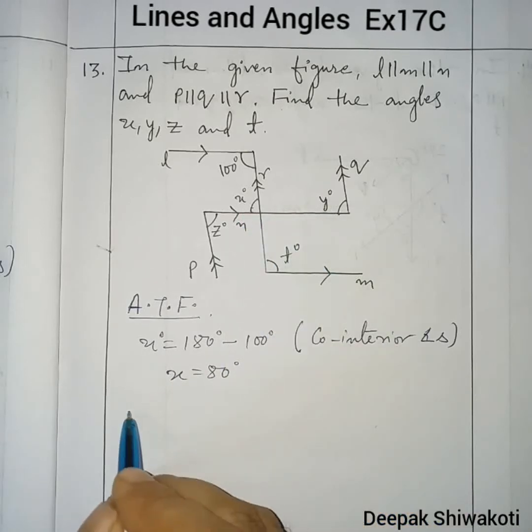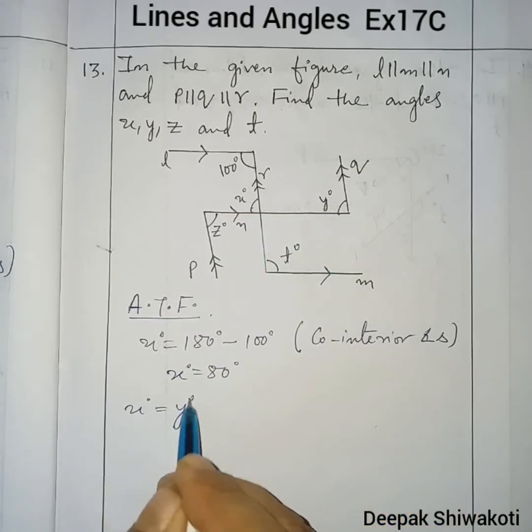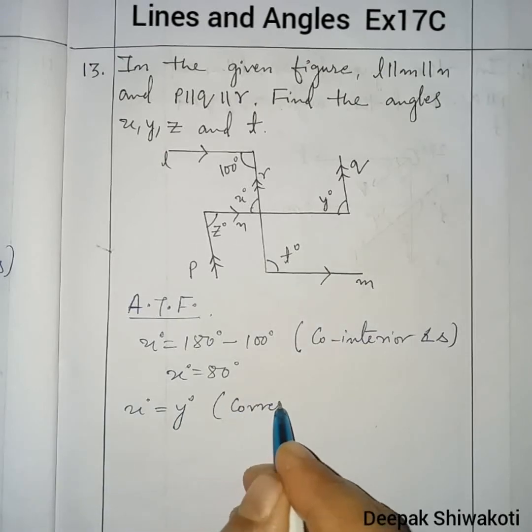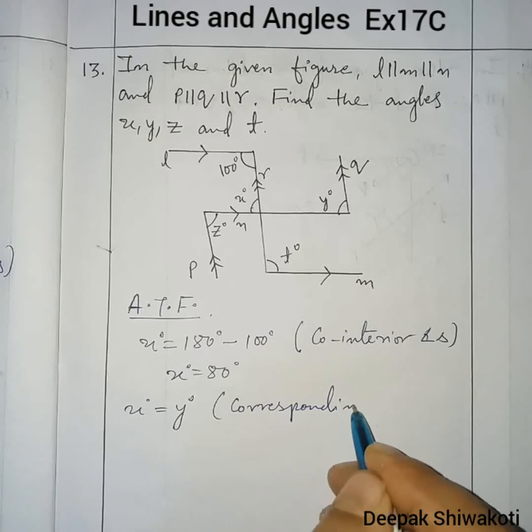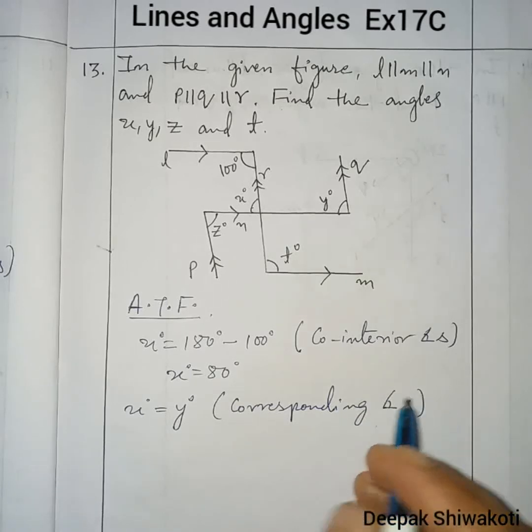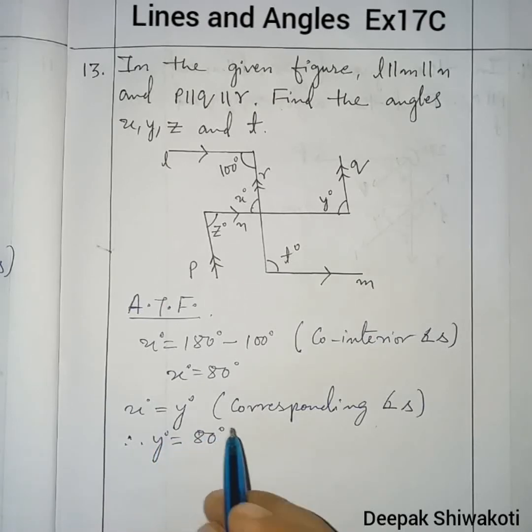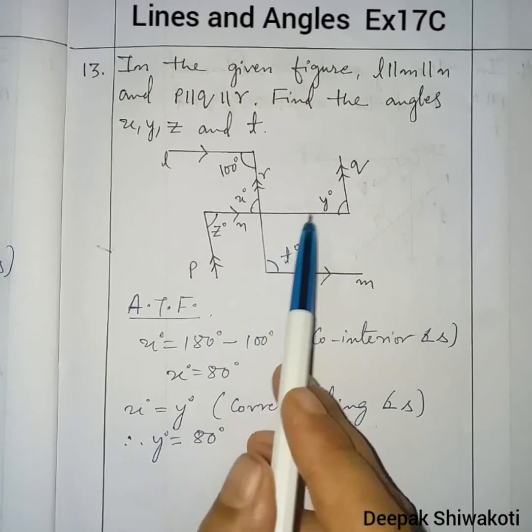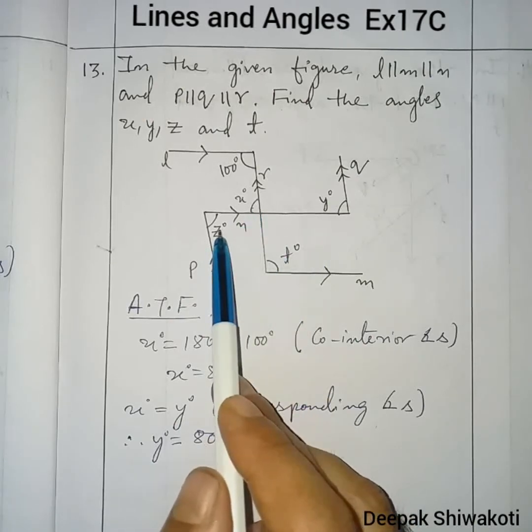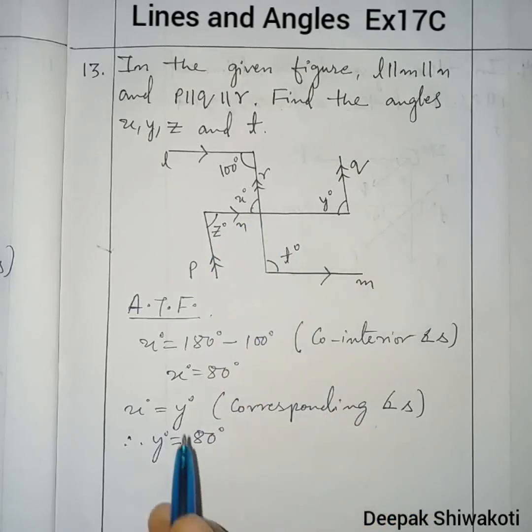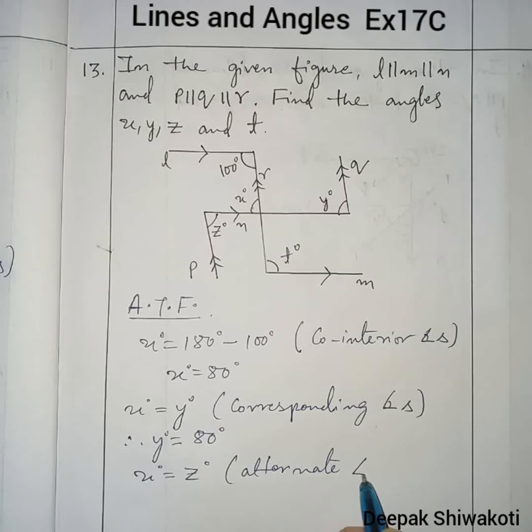X and y, these two are corresponding angles, so they are equal. So x degree is equal to y degree, corresponding angles. Therefore y is also equal to 80 degree. And this z and x, these two are also alternate angles, these two are also equal. So that is why we can write x degree is equal to z degree, because alternate angles, therefore z is also equal to 80 degree.